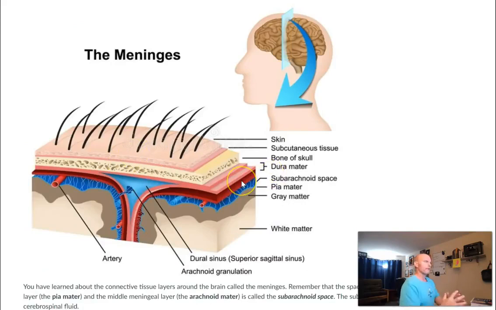So again, the dura mater is the most superficial layer of the meninges. That's Latin. It literally means tough mother. Next is the arachnoid mater, and beneath that is the subarachnoid space. And then the deepest layer of the meninges is the pia mater, which tightly hugs the brain.